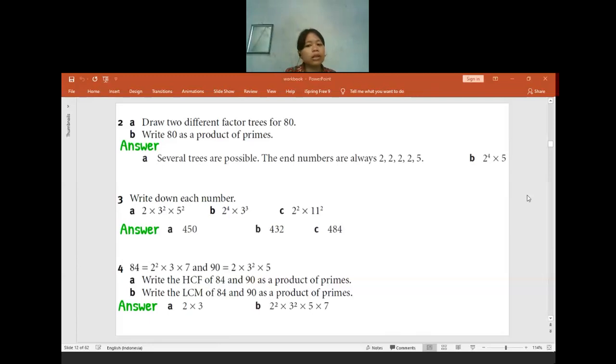For the C also the same thing. 2 to the power of 2 is 4. 11 to the power of 2 is 121. 4 times 121, the answer will be 484.